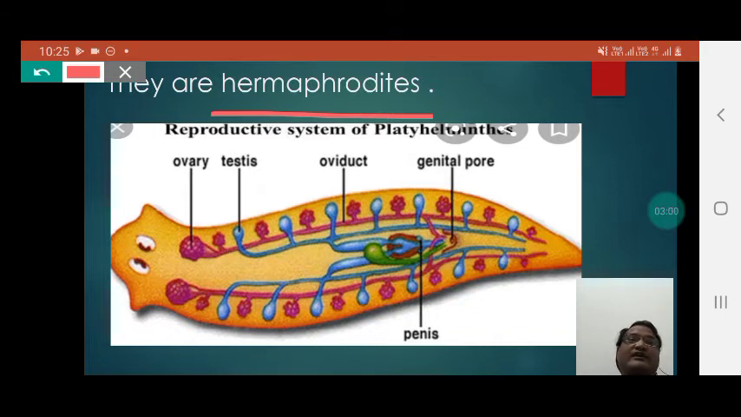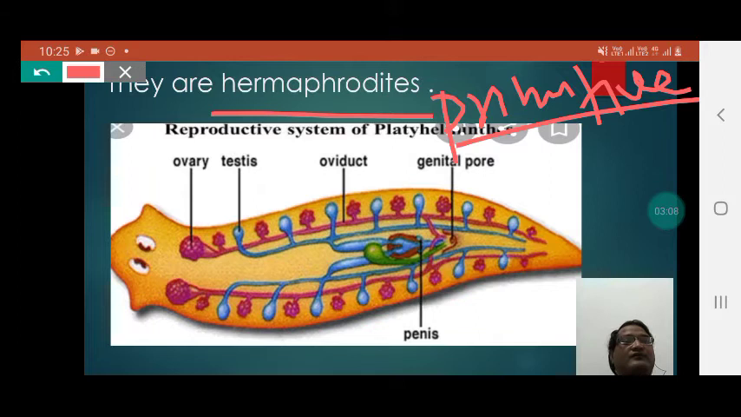So students, the condition of hermaphroditism is supposed to be quite primitive. So we can say that primitive organisms used to have both the male reproductive organ and the female reproductive organ in the same organism.